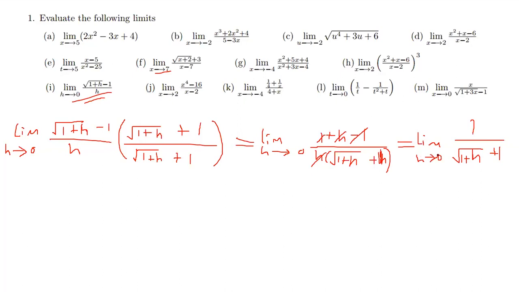So when you put 0 where there's h, you are going to have something like 1 over the root of 1 plus 0, you get 1. The square root of 1 is 1. And then 1 plus 1, you get 2. So this is the solution for that limit there. Then you move on to this question here.